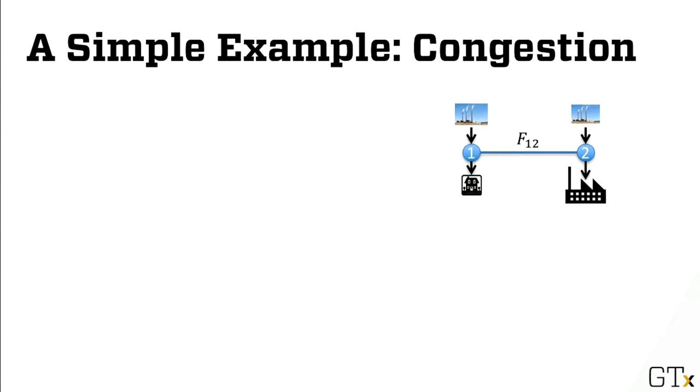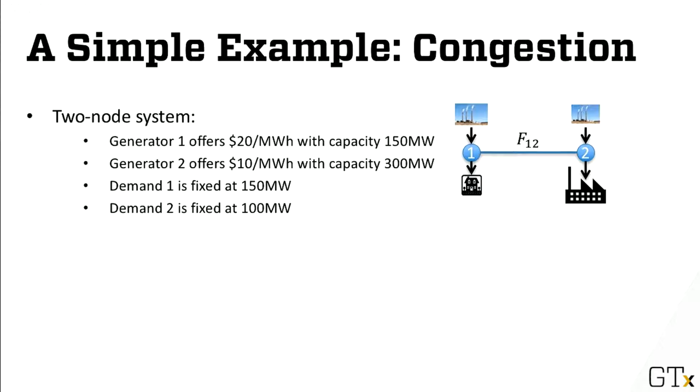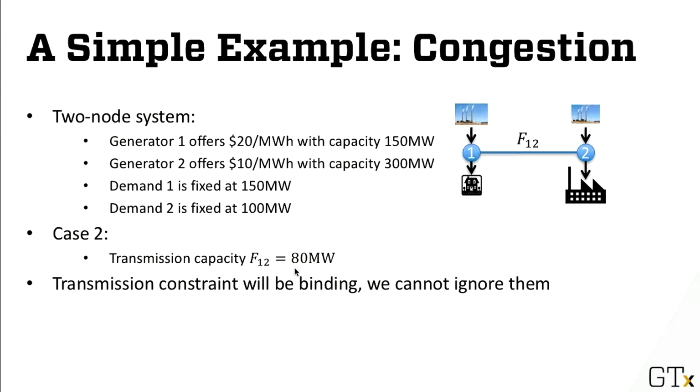Okay, let's look at another case of this simple example. Same system with 2 nodes, 2 generators, 2 demands. Generator, same bidding, same capacity, demand at the same level. The only difference is, in this case, the transmission capacity, the amount of power that we can transmit along this edge, is only 80 units or 80 megawatts. So this is much lower than 300 in case 1. Because this is only 80, the transmission constraint will be binding, meaning we'll use up all the transmission capacity here from 2 to 1.